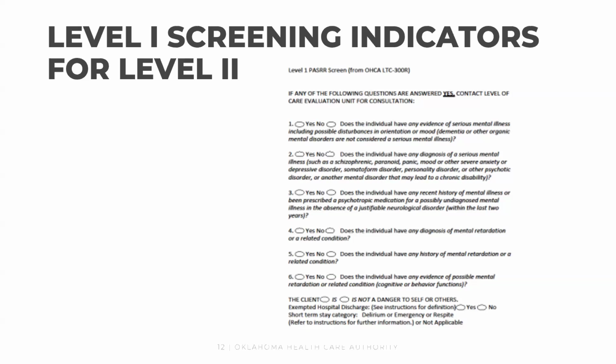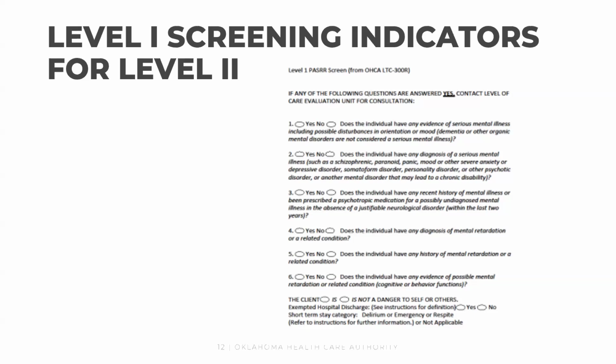So if somebody has dementia, you would not screen them on level 1 as yes. Now, somebody might have both dementia or Alzheimer's or major neurocognitive disorder and a major mental illness, such as bipolar, major depression. In that case, you would mark question number 1 yes if they still have both. Question number 2, do they have any diagnosis of a serious mental illness? So, we're looking for, for example, bipolar, schizophrenia, psychotic disorders, major depressive disorder.